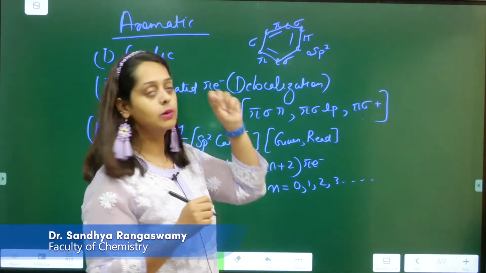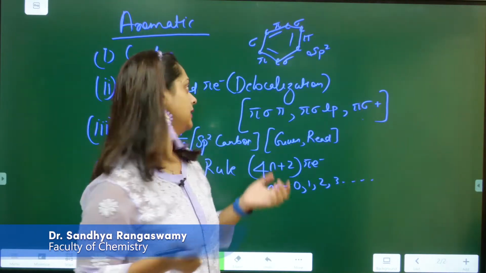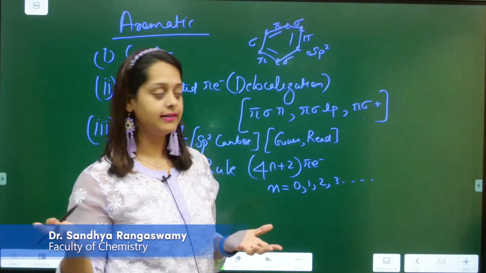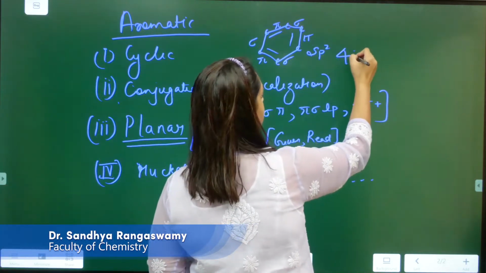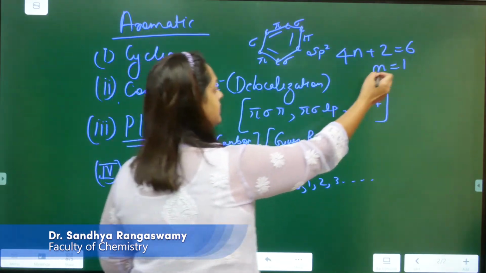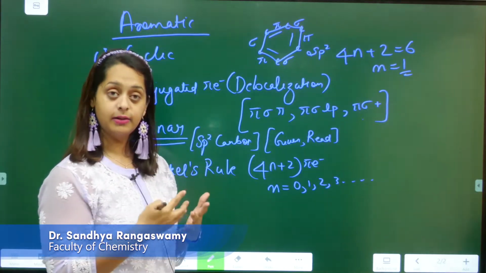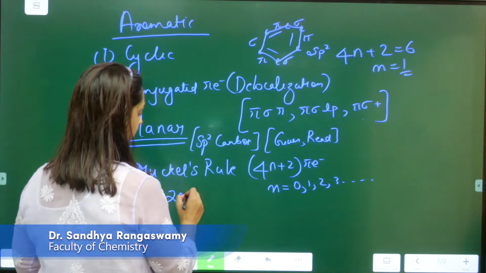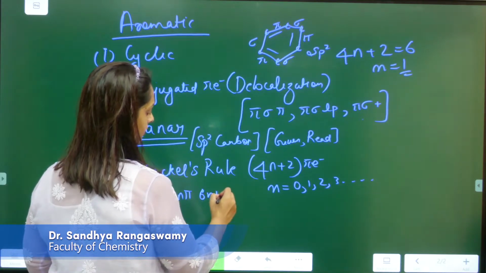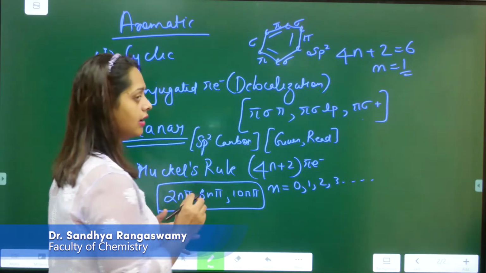So when I count the delocalized pi-electron system, I will get to know how many electrons are present in it. In the case of benzene itself, it has 3 pi bonds. So that means 6 electrons are present. So when I equate 4n plus 2 equal to 6, the n value comes out to be 1, which is an integer. So what can I say? What all systems will be following Huckel's rule? That is 2 pi, or else 6 pi, 10 pi, and so on. All these systems will follow Huckel's rule.